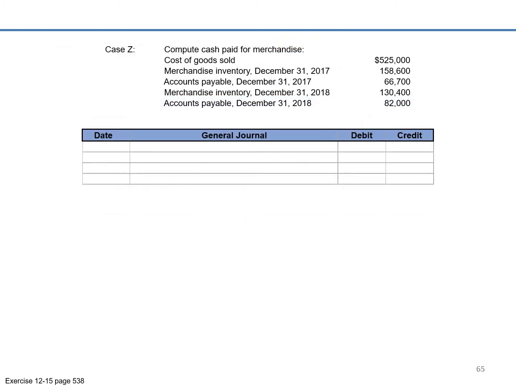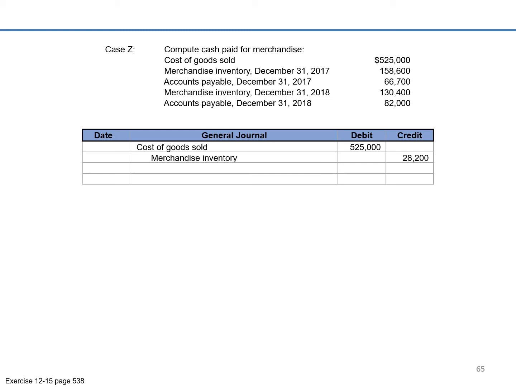In case Z, cash paid for merchandise, if we know cost of goods sold is $525,000, we know our change in our payable and our change in our merchandise inventory, we can compute the cash paid for merchandise. So we have cost of goods sold of $525,000, normal balance of a debit. Our merchandise inventory is changing by some amount that I'm not going to try to compute till it tells me the answer.